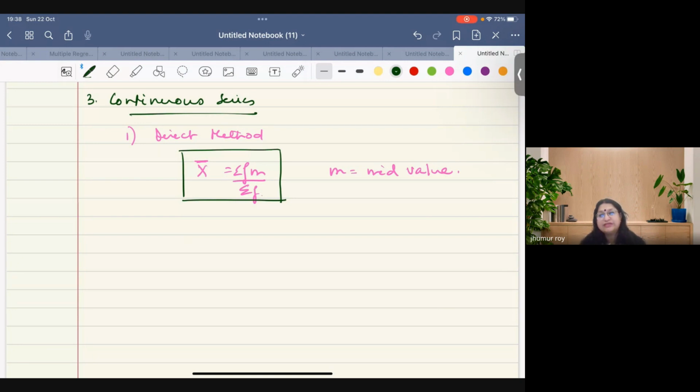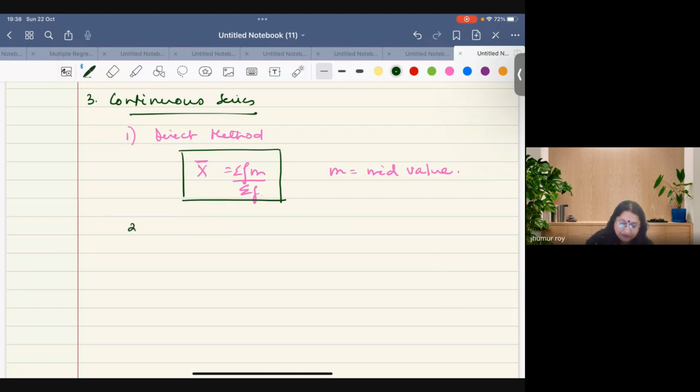You can choose any number to be your assumed value. You don't have to decide. Generally, we take a central value because then it makes our calculations easy. So that's why we take the central value. Otherwise, it is perfectly okay. Whichever value you choose can be your assumed mean value. This is the first method.